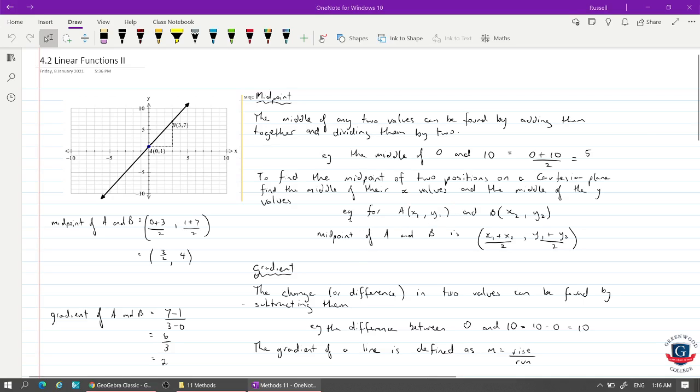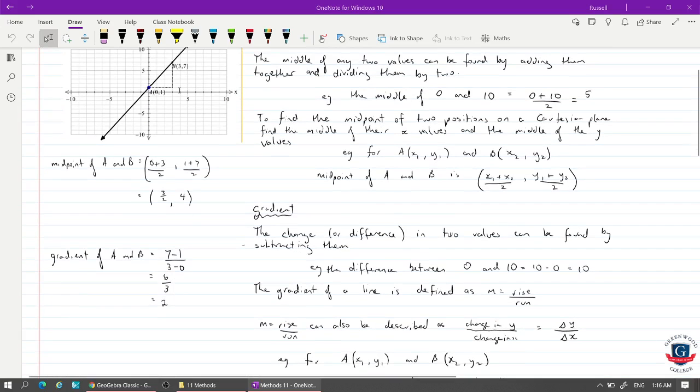Anyhow, let's keep going. The gradient describes the slope of the line. The greater the slope, the steeper it will be. If it's a negative slope, it'll go in the other direction. So positive slope uphill, negative slope downhill. To find the slope, we use rise over run, or the change in y divided by the change in x. Both of them actually do the same thing, they're just different ways of describing it.